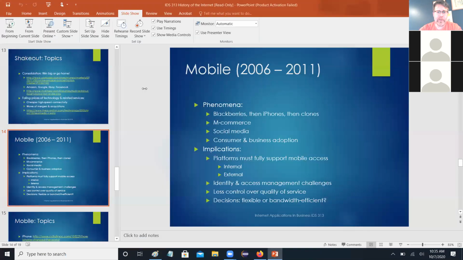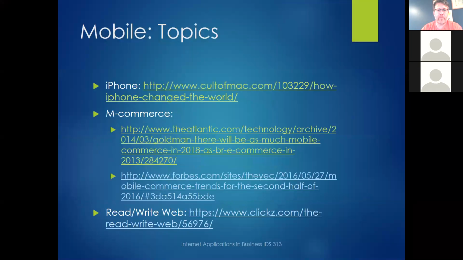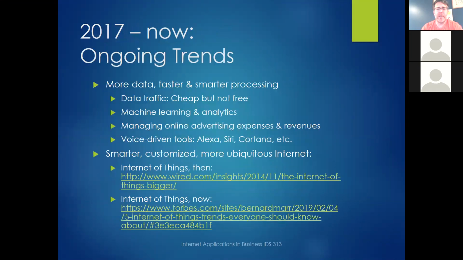Anyway, moving on. So, topics. What we see as far as ongoing trends: businesses are using things like machine learning to optimize their advertising models. We're also seeing a lot of voice-driven tools in the last few years. Things like Alexa, Siri, Cortana for Windows stuff. All of that is part of the next generation of hardware. And it's, in my opinion, amazing what they're able to do as far as voice recognition and natural language interpretation. So pretty neat. Other things: smarter, customized, more ubiquitous internet, right?